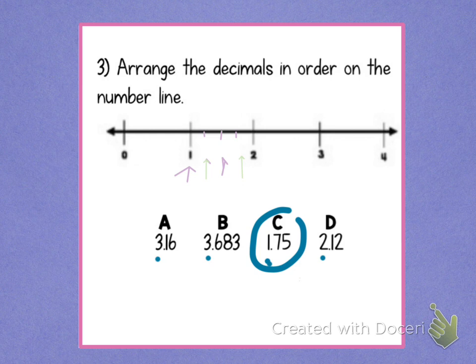So this number right here is C. Okay. And then D is 2.12. Can we agree that 1 is the very next number after 0? So that means that it's going to be super, super, super close to 2.